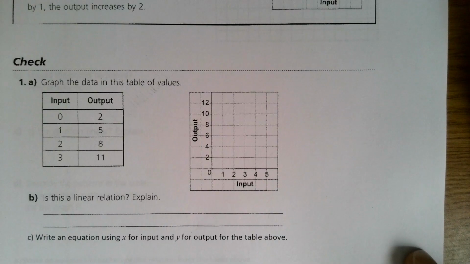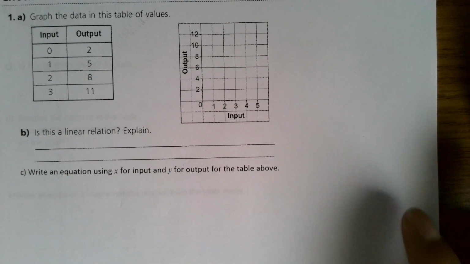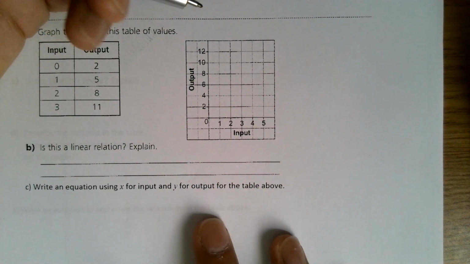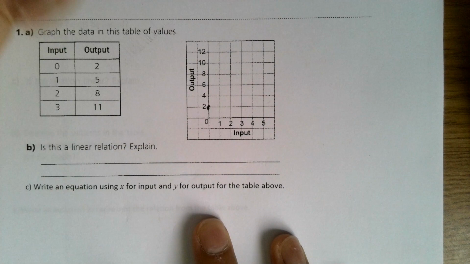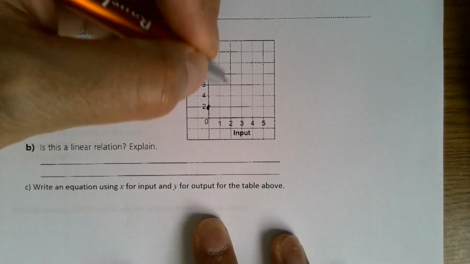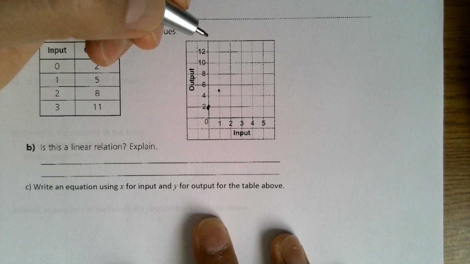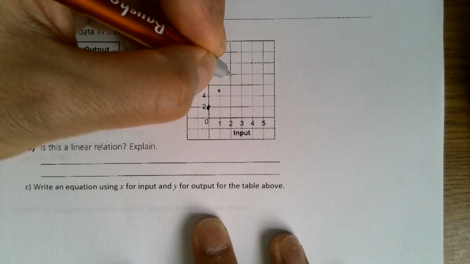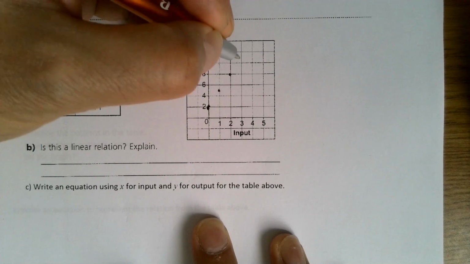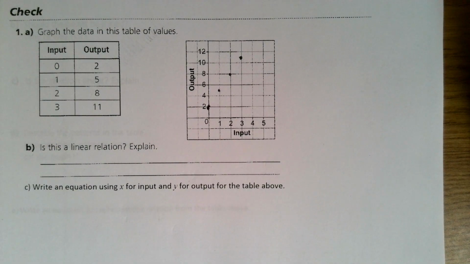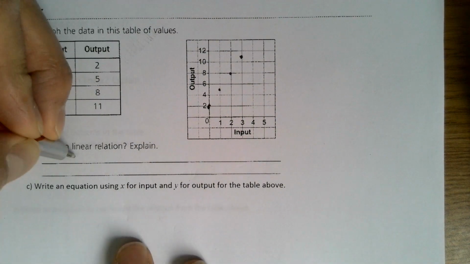Okay, so let's have a look at an example of this at the bottom of the page. First it wants us to graph this. So we've got the point (0, 2), got the point (1, 5). Obviously 5 is halfway between 4 and 6. Then (2, 8) and (3, 11). This guy's a little bit low. Okay, so is this a linear relation? Well, are the points in a straight line? Yep. So yes.